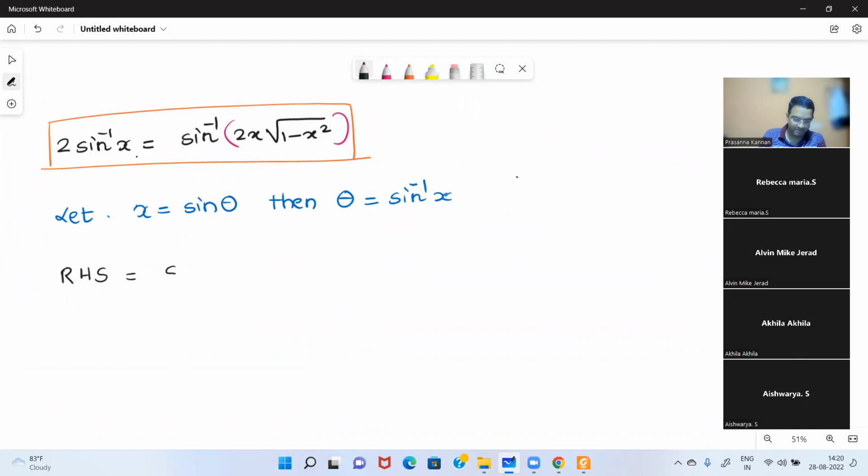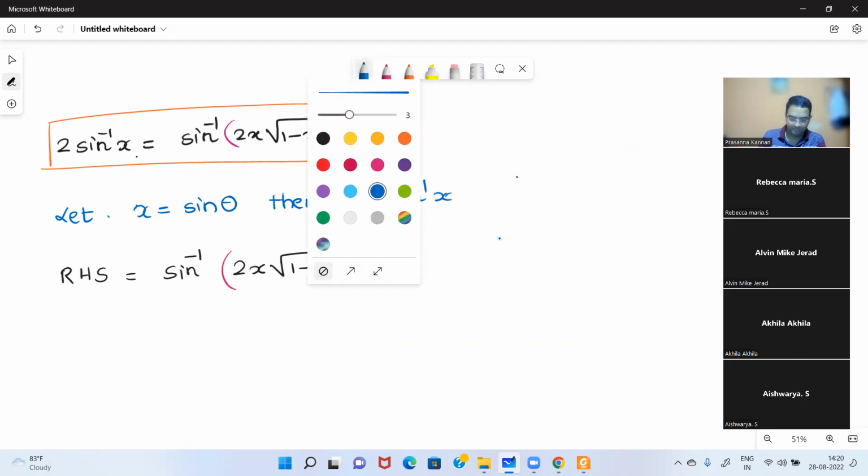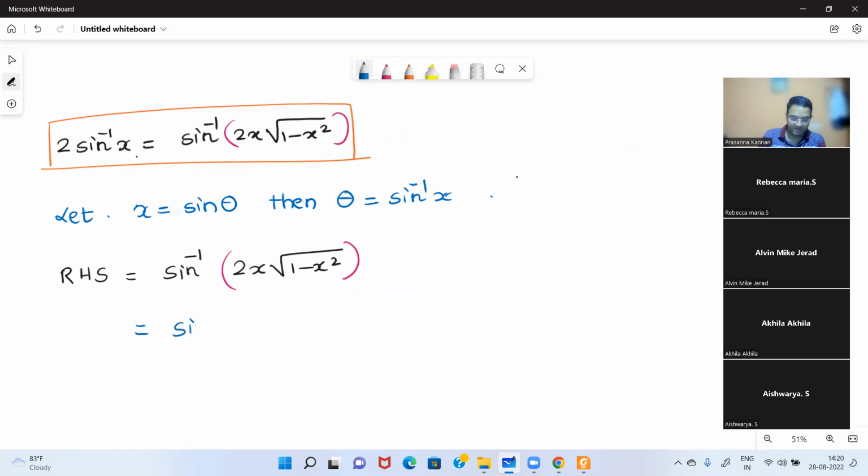So we start with the RHS. It will be sine inverse of 2x into root of 1 minus x square. So it is nothing but sine inverse of 2 into what is x? Sine theta. Yes. Into square root of 1 minus x square. What is x square? Sine square theta. Correct.